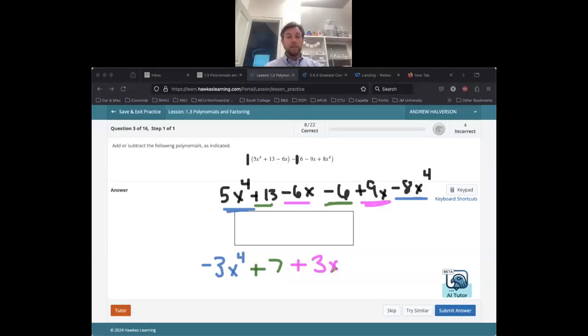This lesson on 1.3 is stuff you already knew. All we're doing is we're calling it a new name. We're calling it polynomials. But it's still the same thing. Get rid of your parentheses using the distributive property and then combine like terms. And that's it.